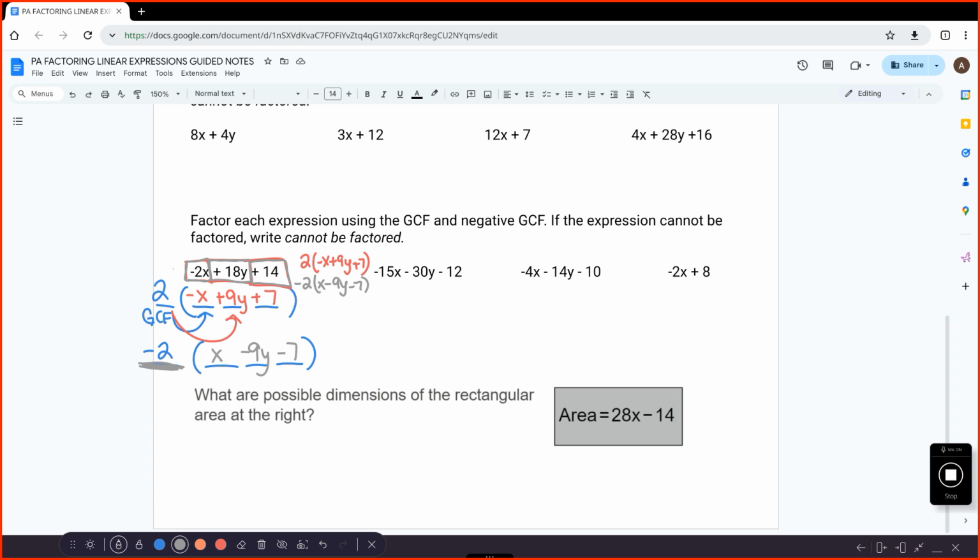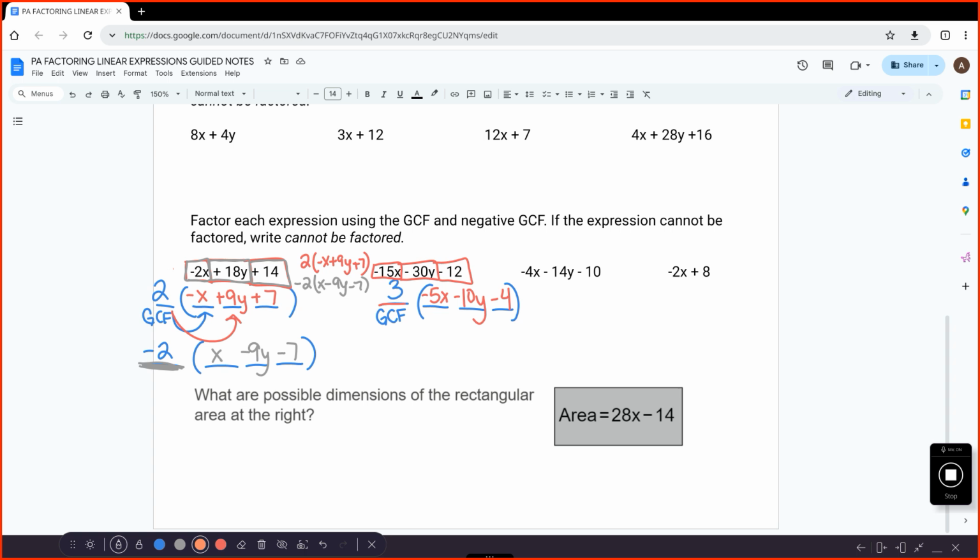All right, so here's our next example. We're going to start off with the GCF and then our 3 terms. So the greatest common factor between negative 15, negative 30, and negative 12. The biggest number that goes into all 3 of those is 3. All right, and now ask yourselves, negative 15x divided by 3 gets you negative 5x. Negative 30y divided by 3 gets you negative 10y. And negative 12 divided by 3 gets you negative 4.